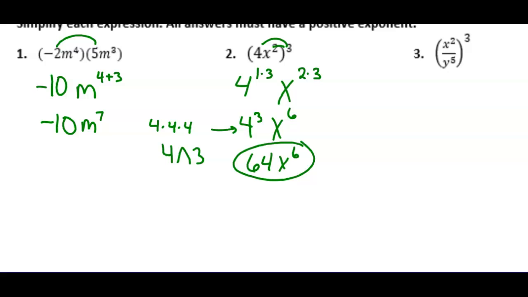What did you get for number 3? X to the power 6 over 5. Okay? And she got that by, we're going to do 2 times 3 because we're going to distribute this. We're going to do 5 times 3. And x, that gives me x to the power of 6, y to the power of 15. Do I have to reduce anything there, or am I all done? Are these the same base? No? If they were the same base, I'd have to subtract my exponents, but they're not, so I'm done. That's my answer.